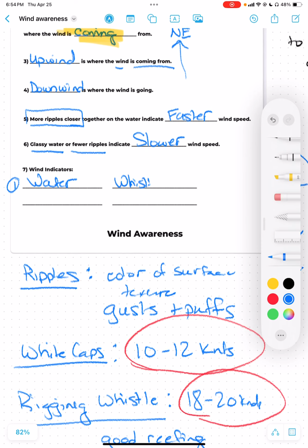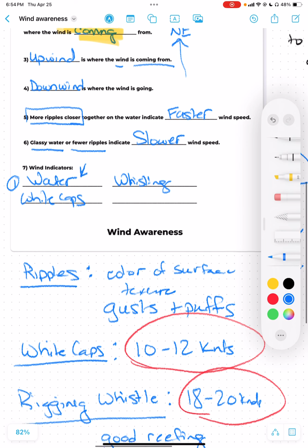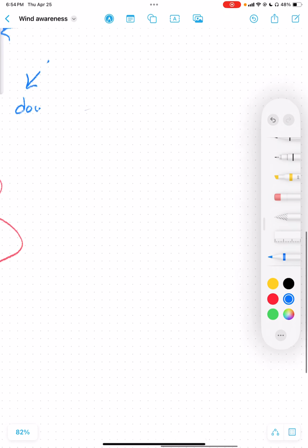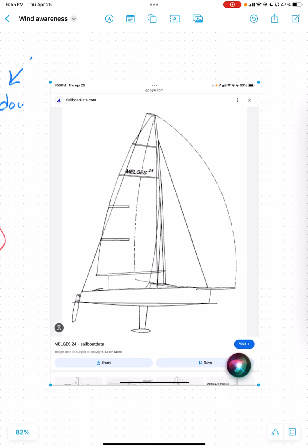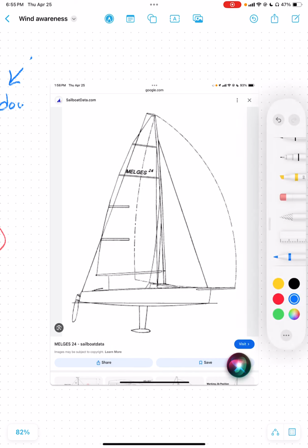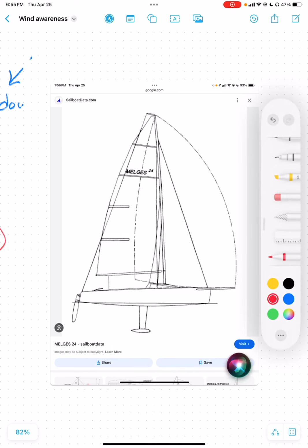So we said whistling, we said whitecaps, we said the water surface texture, right? And there's one more. This is a drawing of a Melges 24, which is the keelboat that we have at the Sailing Center to teach basic keelboat and also to race for fun.